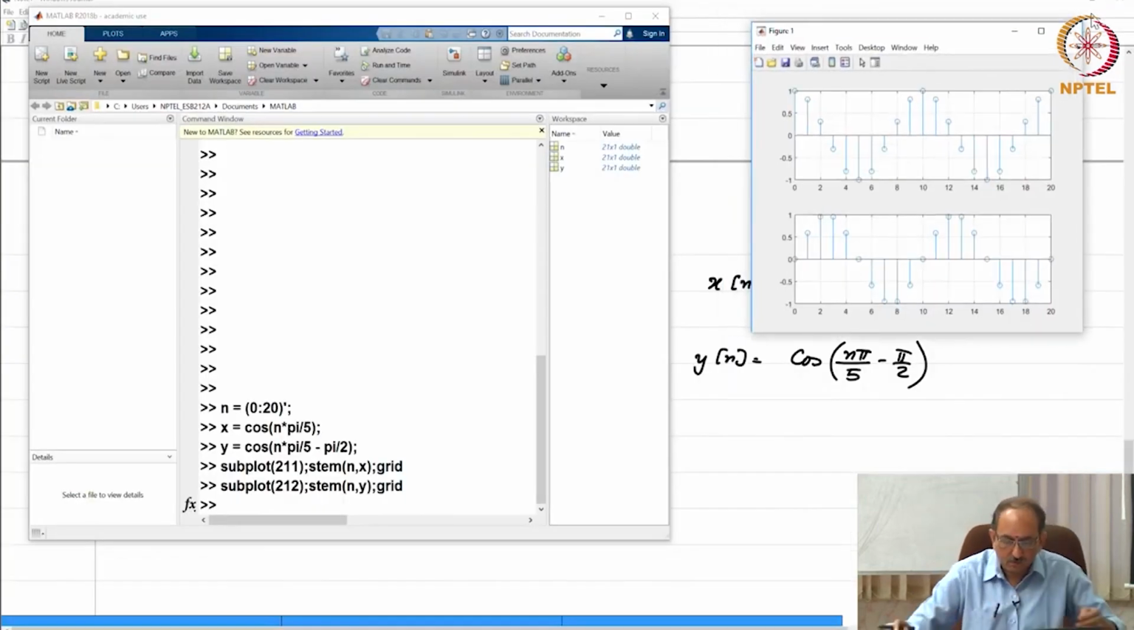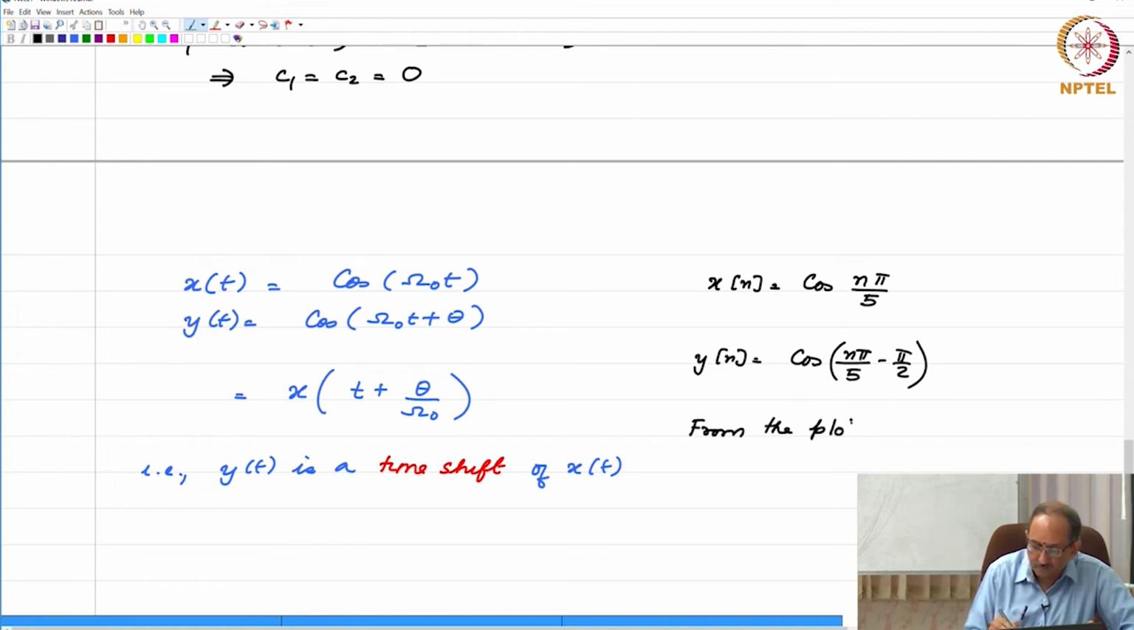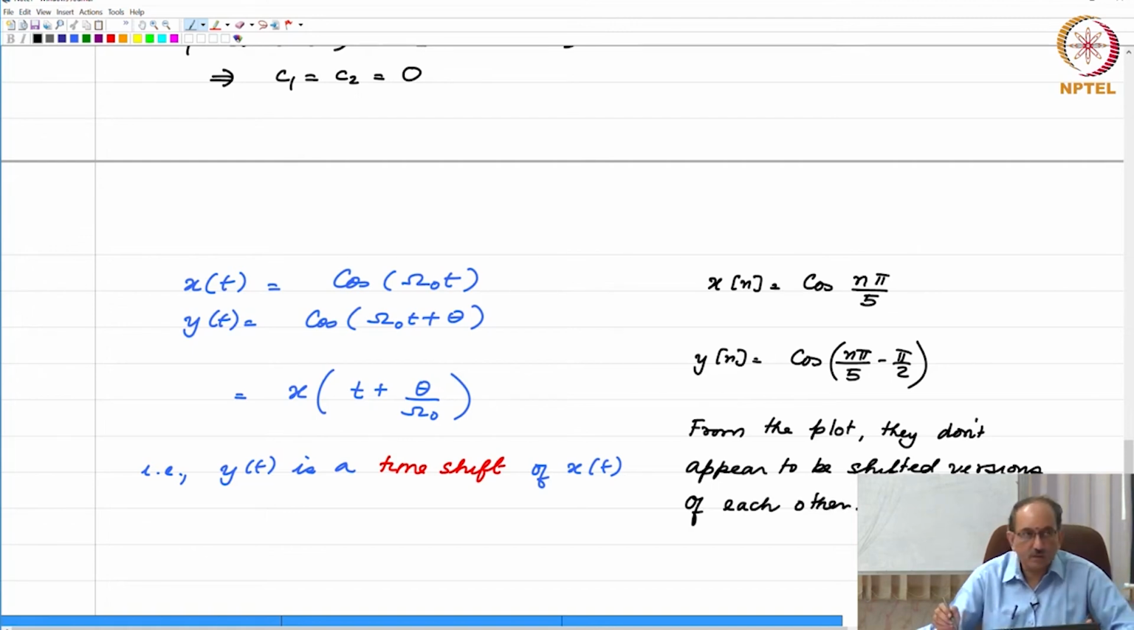Correct? Okay, so let us go back and look at this. So from the plot, they don't appear to be shifted versions of each other. Whereas in the continuous time case, very clearly we saw that phase shift equals time shift.